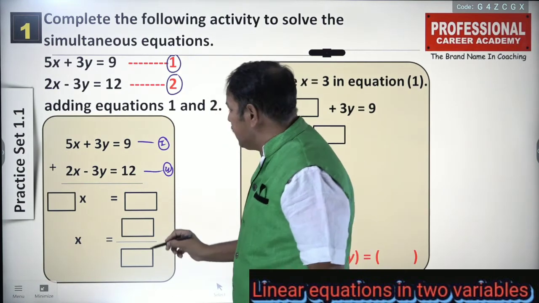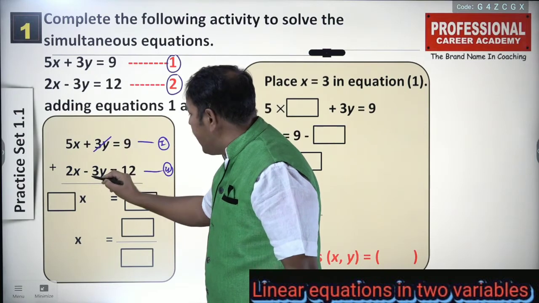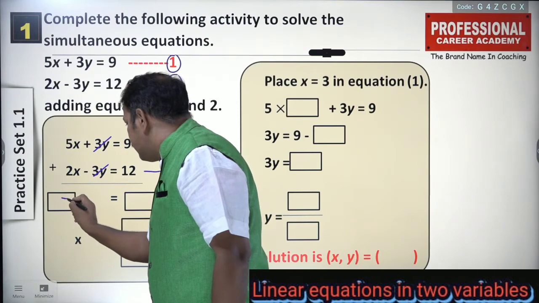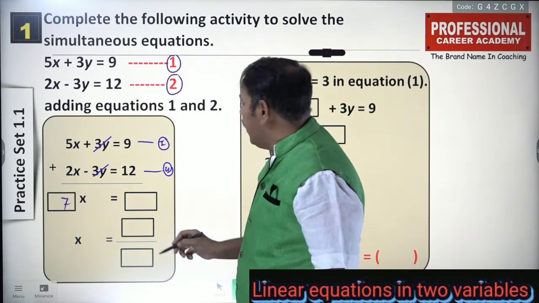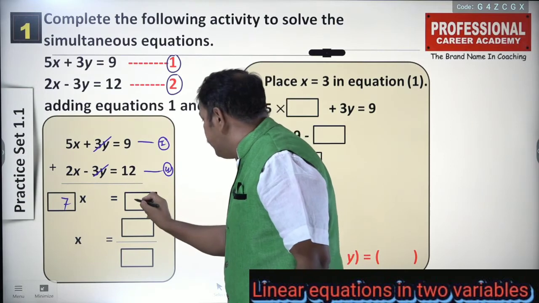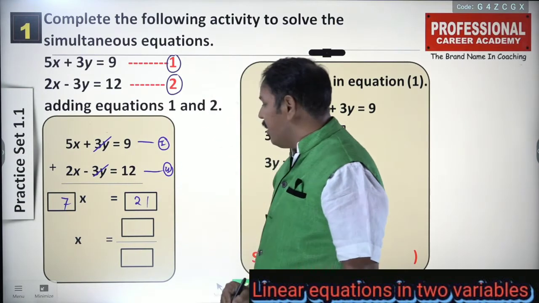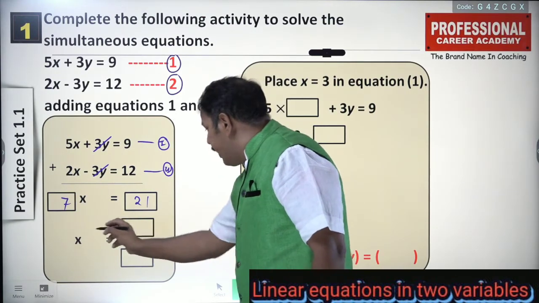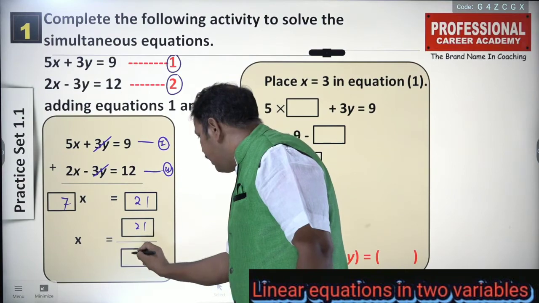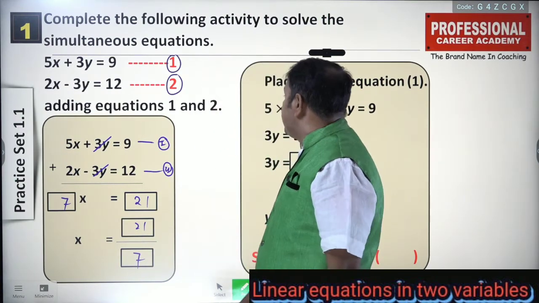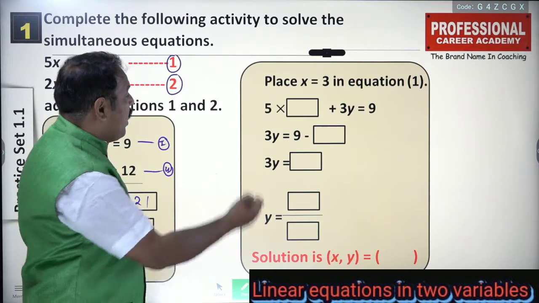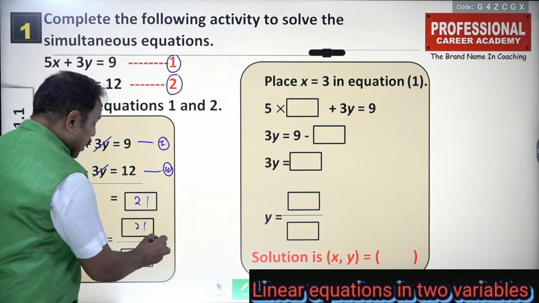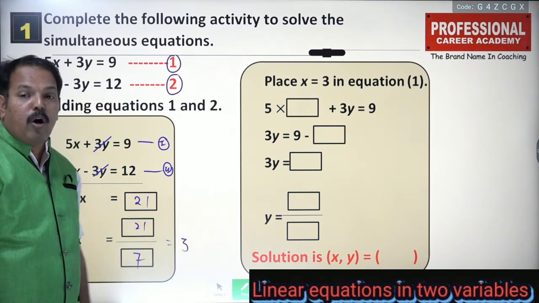Now add this. So if we add, 3y and minus 3y get cancelled. So 5x plus 2x means it is 7x. And 9 plus 12 means it is 21. Got it? So here 7 is in multiplication with x, so it will divide. So x is equal to 21 by 7. 21 by 7 means how much is it? It is equal to 3. So we got the value of x.